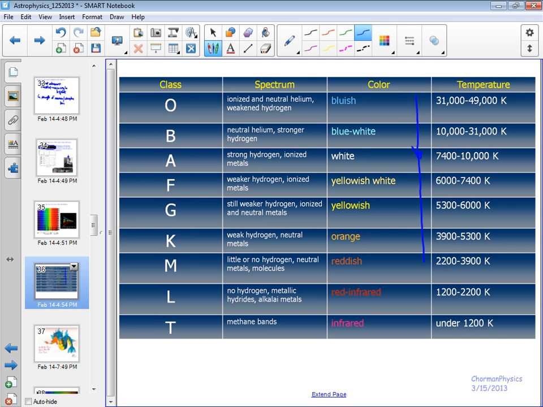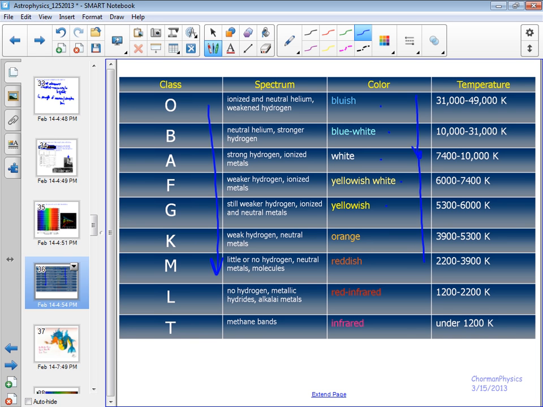You do need to know what colors we have here, but it's not hard to remember because we go from blue to blue-white to yellow, orange, red. In between, with the whites, you have the combination of blue and white, and yellow and white. We're just moving from blue, which is the hottest at O, to the coolest, all the way at M, that is red. We're not going to talk about L and T in this class, but I have them up here.